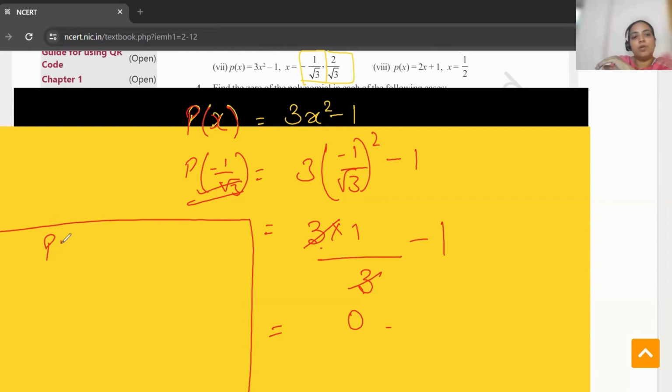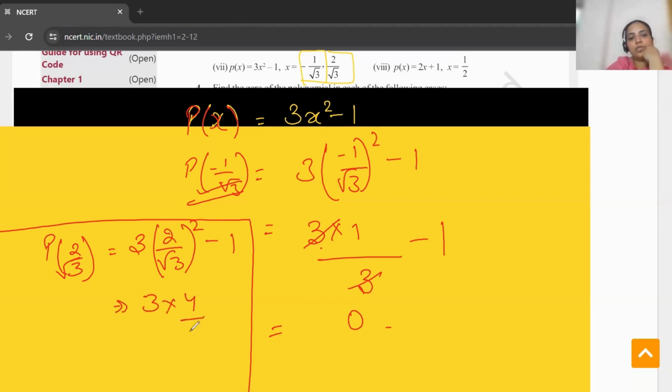Now next is the polynomial at 2 by root 3. I am checking 2 by root 3. So that will be 3 times (2 by root 3) square minus 1. So that will be 3 into 2 square, which is 4, over root 3 square, which is 3, minus 1. 4 minus 1 is 3. So this is not the 0. But why is this the 0 in the previous part, and we didn't get this?